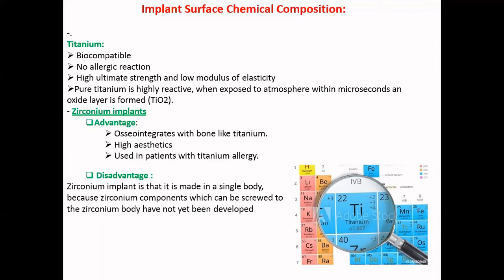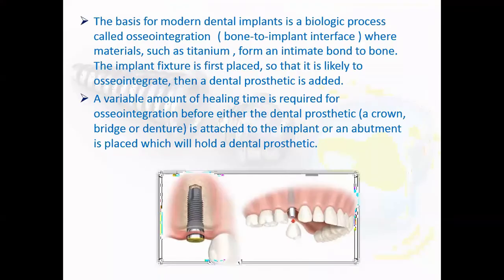A disadvantage of zirconium implants is that they are made as a single body, because zirconium components which can be screwed to the zirconium body have not yet been developed. But in titanium implants, we have various parts making a complete implant product.